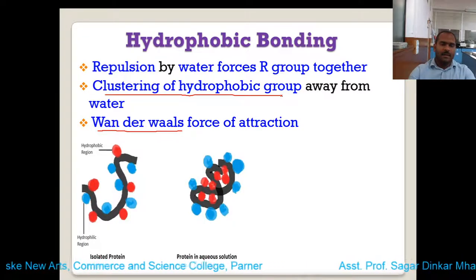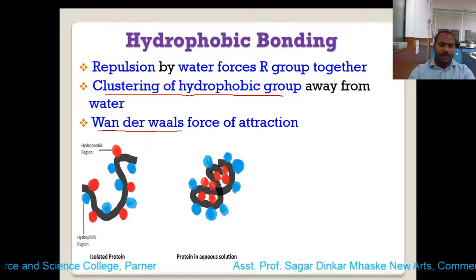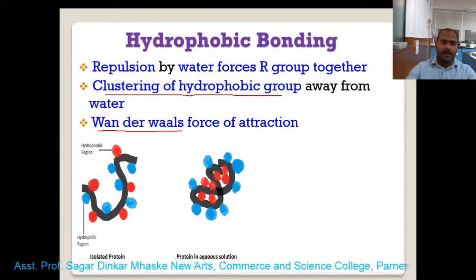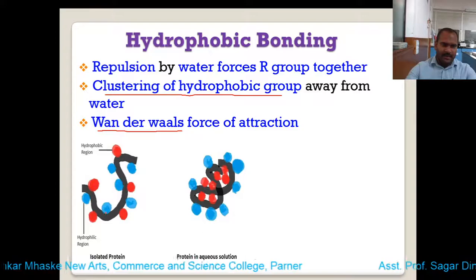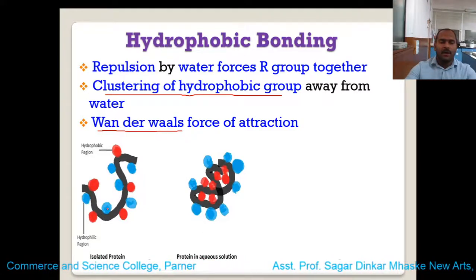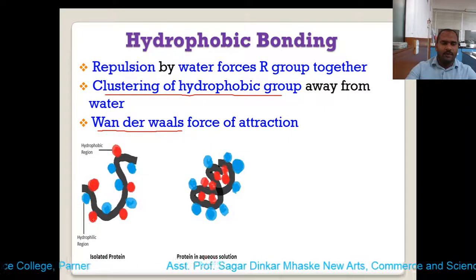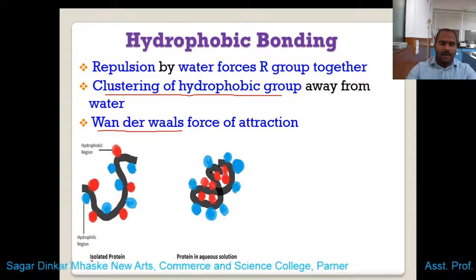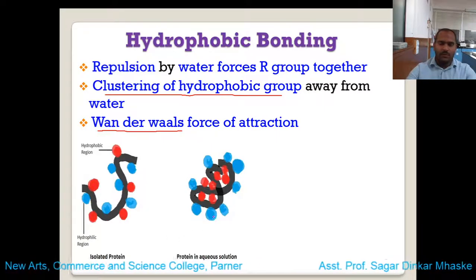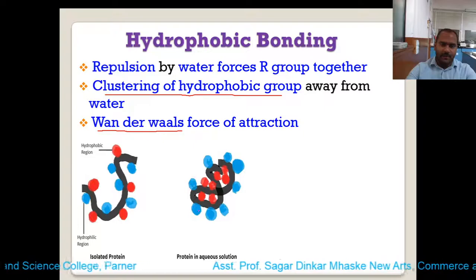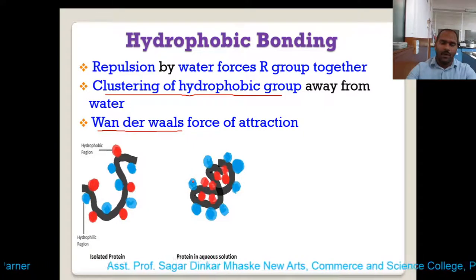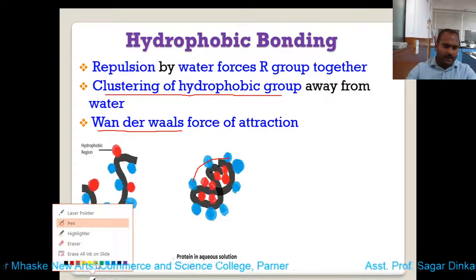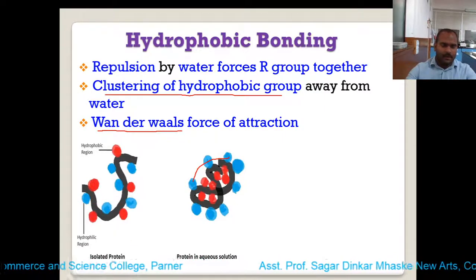Now here is an interesting picture which shows hydrophobic bonding. Here you can see these red color groups are hydrophobic R groups, and the blue ones are hydrophilic, so they love the water, while the others hate the water. When the protein is isolated, it will look like this, but when it is in the aqueous solution, what will happen? Outside there will be all the hydrophilic groups. I will show it with a different color. Now here you can see.